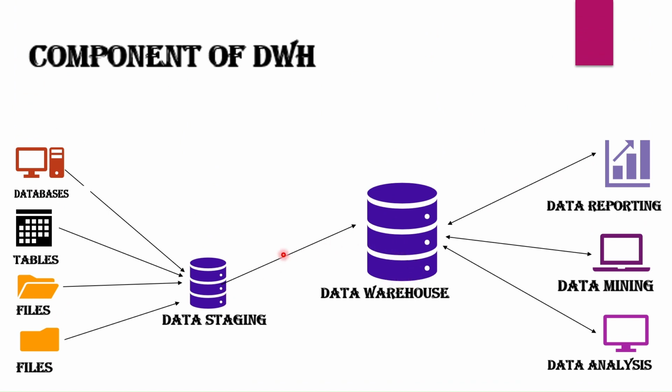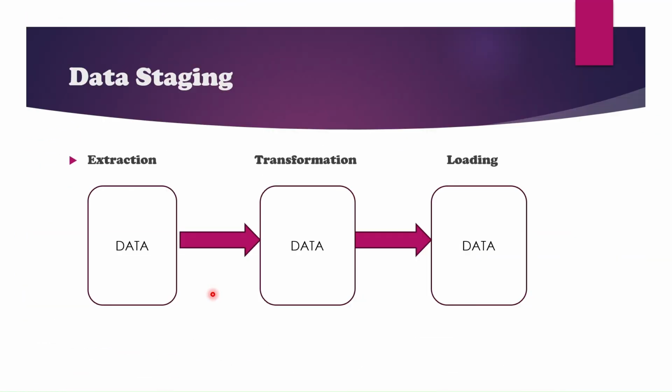First we saw the data sources. Next we'll see the data staging. I already said that data staging is one temporary storage only. Here extraction and transformation will happen. In extraction, the data will be extracted from the different sources. Once extraction is completed, then the transformation will start. This extraction is also a big job, a big deal to do, because here we are getting the data from different sources.